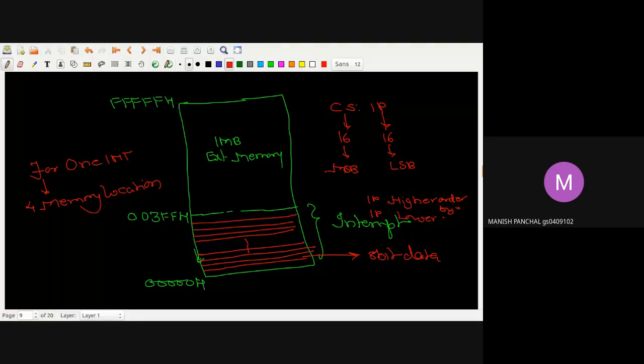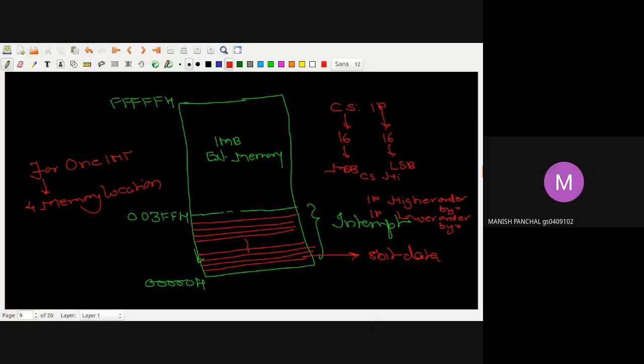Lower order byte. Okay. Similarly, this is the code segment higher order byte, and this is the code segment lower order byte. And this exercise we are doing for only one interrupt. Okay, so for the one interrupt, this value will be stored.